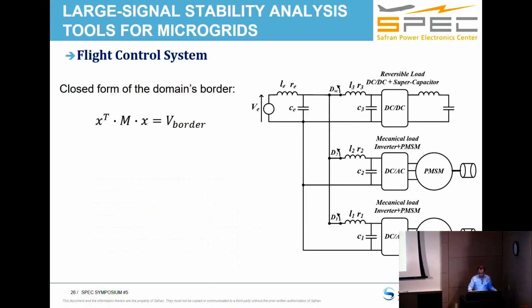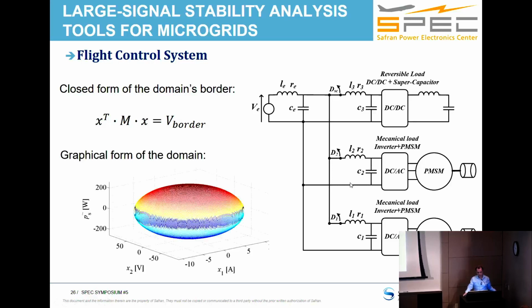Now, last result on the flight control system. The good news is that with this approach, you have a closed form. You have an equation giving you the border of the domain of attraction. So you know very well what the border of your domain of attraction is, and you can see if you are inside or outside of this domain. And if you are interested, you can plot a graphical form of the domain.